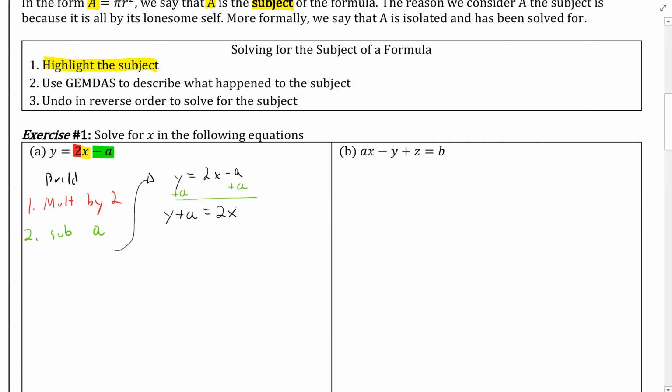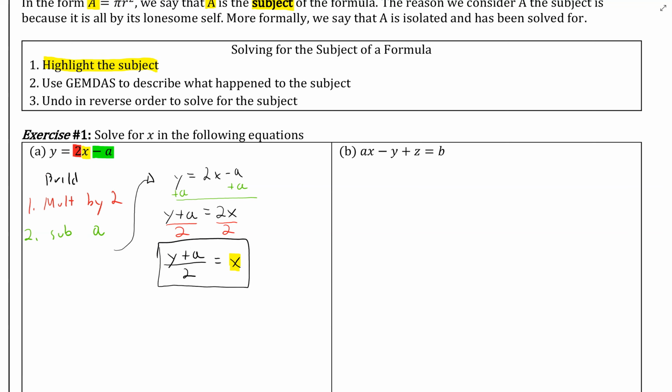Now that we've undone the subtraction by a, we need to undo the multiplication. So the opposite of multiplying is dividing, so I'll divide both sides by 2. And so on the left-hand side, I can't really do too much other than to leave it as it is. So y plus a all over 2 on the left-hand side. And on the right-hand side, 2 divided by 2 is 1. And so all we're left with is the x. And now notice that the x is completely by itself, and so we have successfully solved for x.